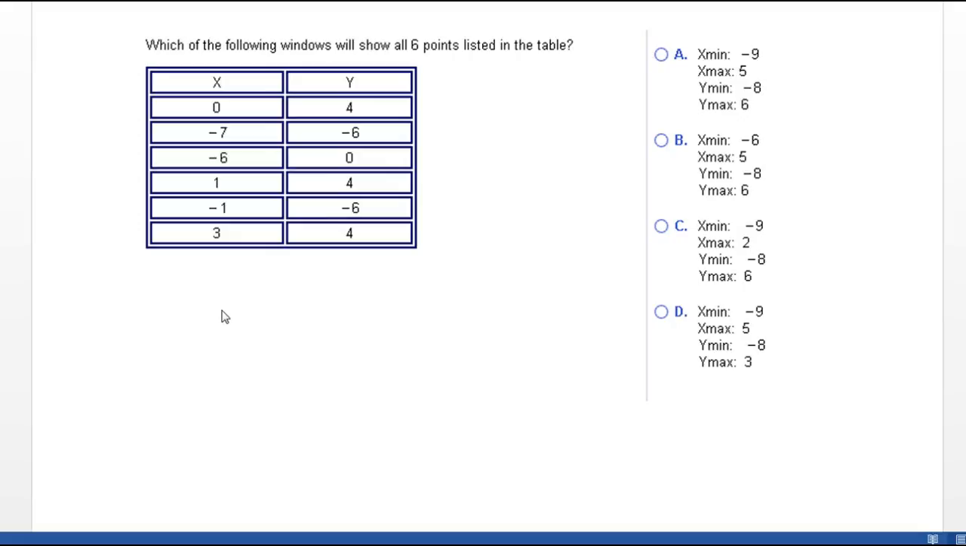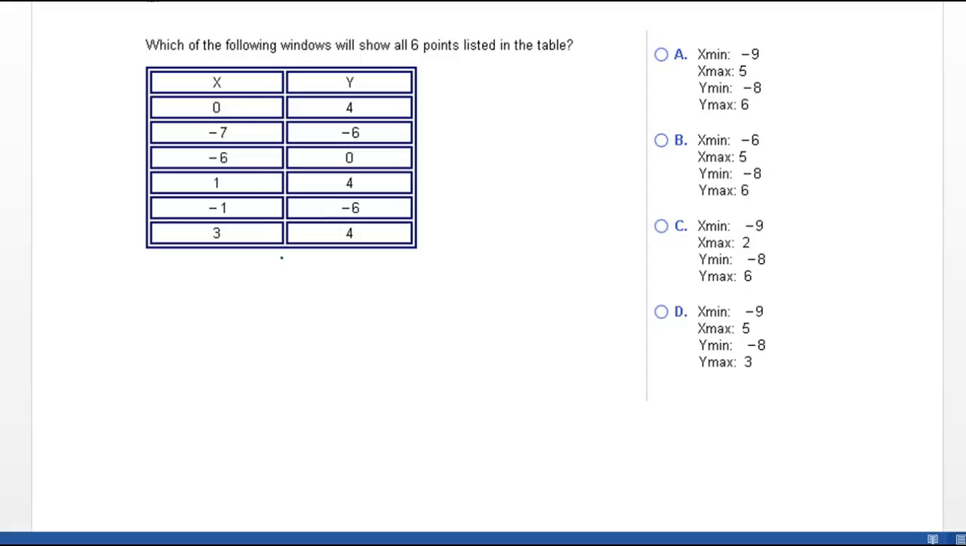Okay, for the problems that are asking us to identify what our window should be so we can see all of these points, we're going to go through and figure out which of these selections, which of these options, would show us all of these points. And this is just a table that has our ordered pairs in it, the x's and y's. So 0, 4 is a point, -7, -6 is a point, so on and so forth.